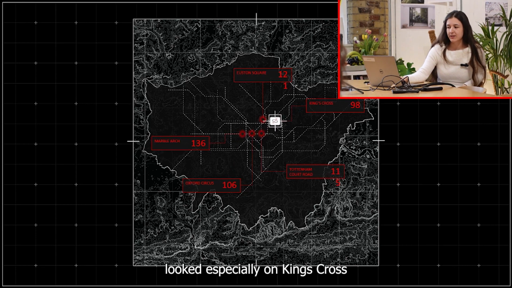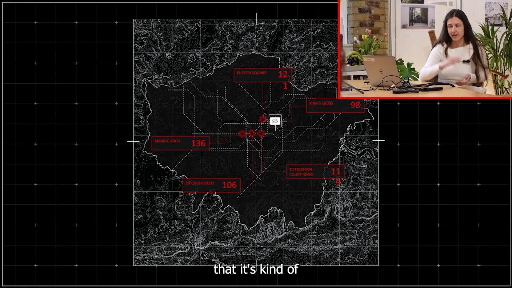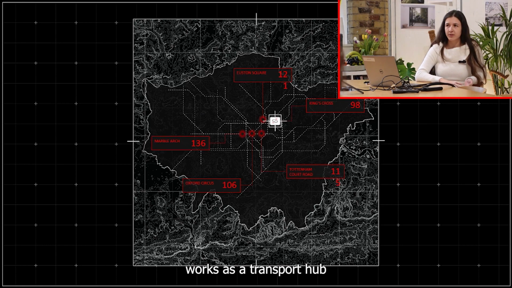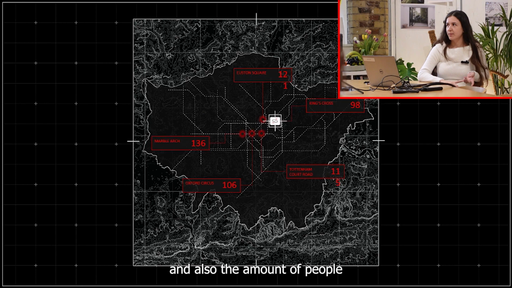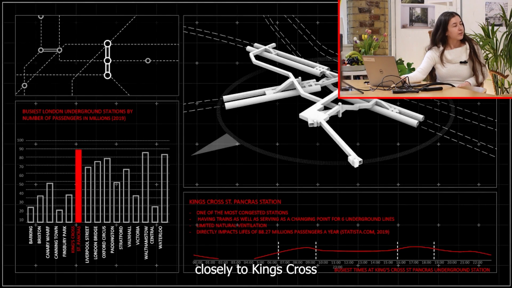We looked especially at King's Cross. That's because it works as a transport hub, having national rail and 4 lines, and also because of the number of people who transfer there every day. Looking closely at King's Cross, here you can see some statistics of how many people travel through there every day, and what the peak hours are.